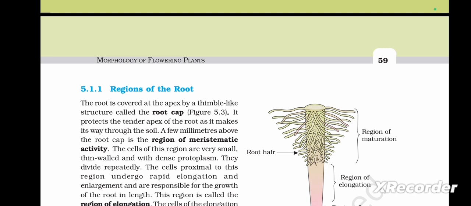And the subtopic in this is regions of the root. The root is covered at the apex by a thimble-like structure called the root cap. It protects the tender apex of the root as it makes its way through the soil. A few millimeters above the root cap is the region of meristematic activity. The cells of this region are very small, thin-walled and with dense protoplasm. They divide repeatedly. The cells proximal to this region undergo rapid elongation and enlargement and are responsible for the growth of the root in length.